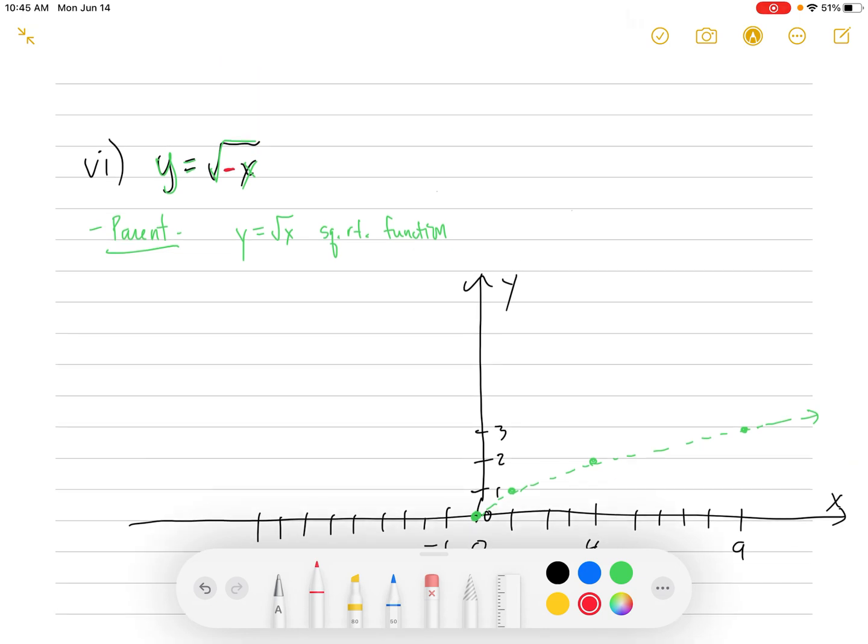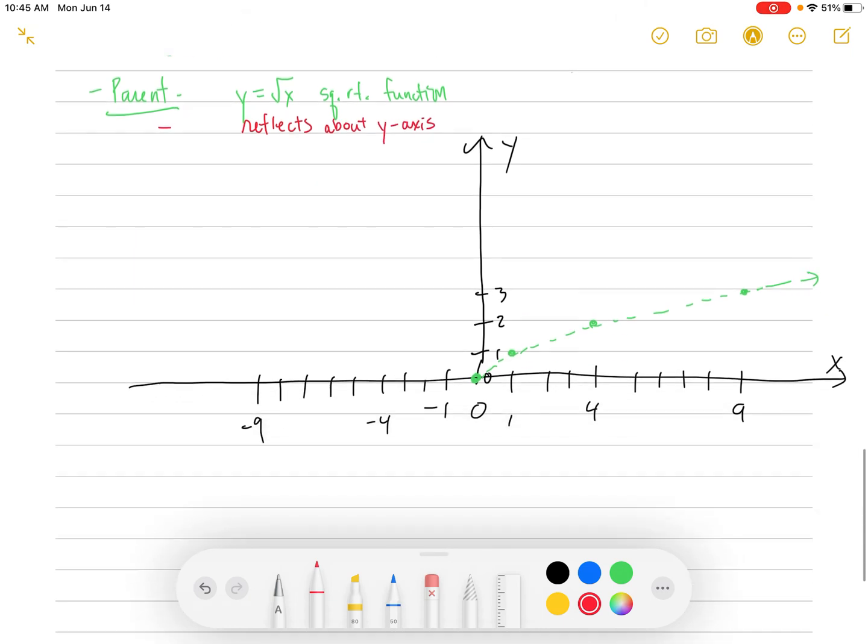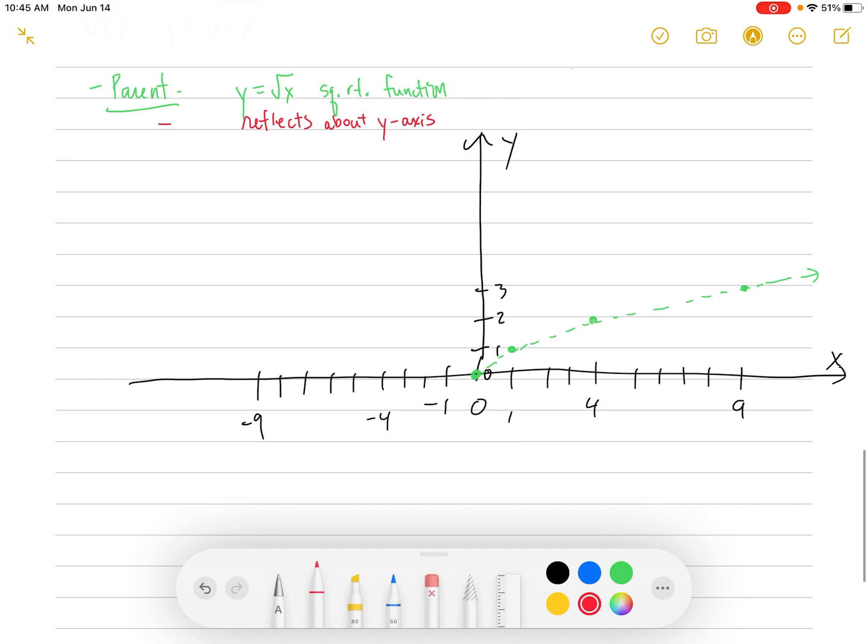Okay. Now what's this minus here do inside of the house that's in front of the x? That minus reflects the graph about the y-axis. So I'm going to take the point at 0, 0, and it's going to stay fixed. The point at 1, 1, I'm going to reflect about the y-axis. I'm going to get negative 1, 1.